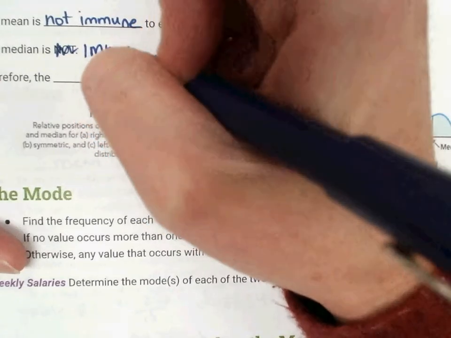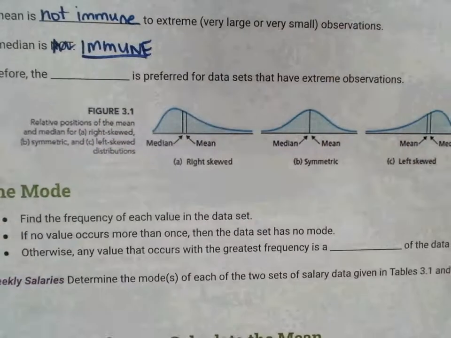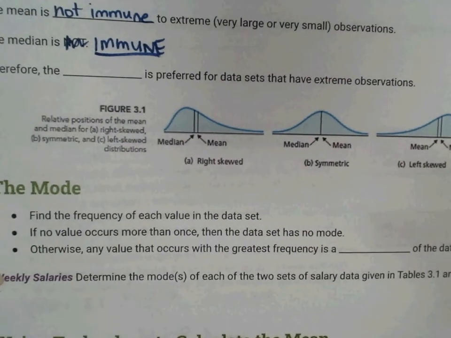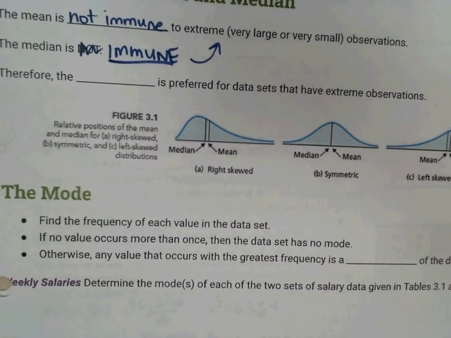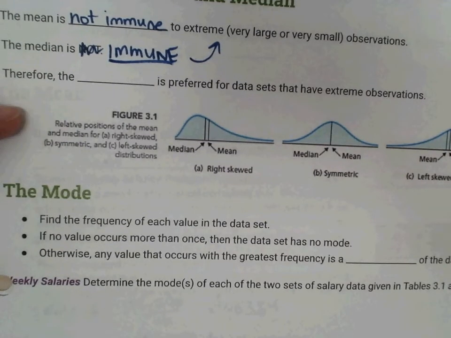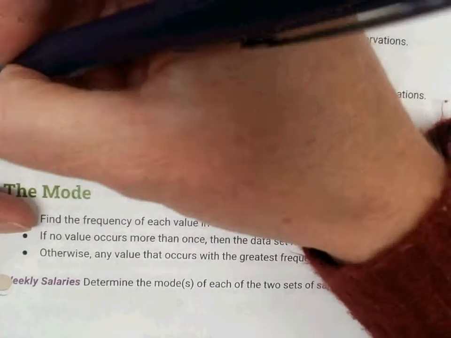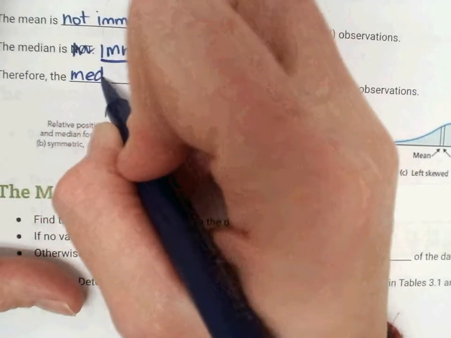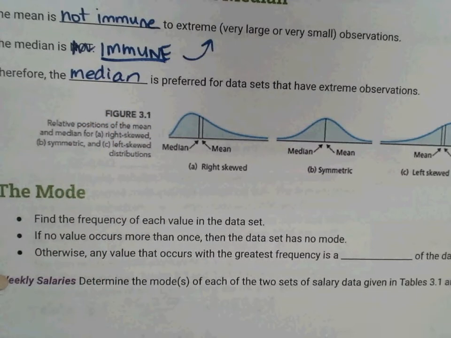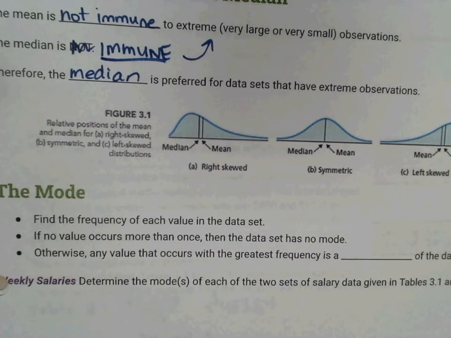So the median is immune. I kept the wrong word there. Unfortunately, you're going to have to cross that out. It is immune to the extremes. So, therefore, you know this is going to come up on Math Excel. You know it. Therefore, the median is preferred for data sets that have extreme observations.